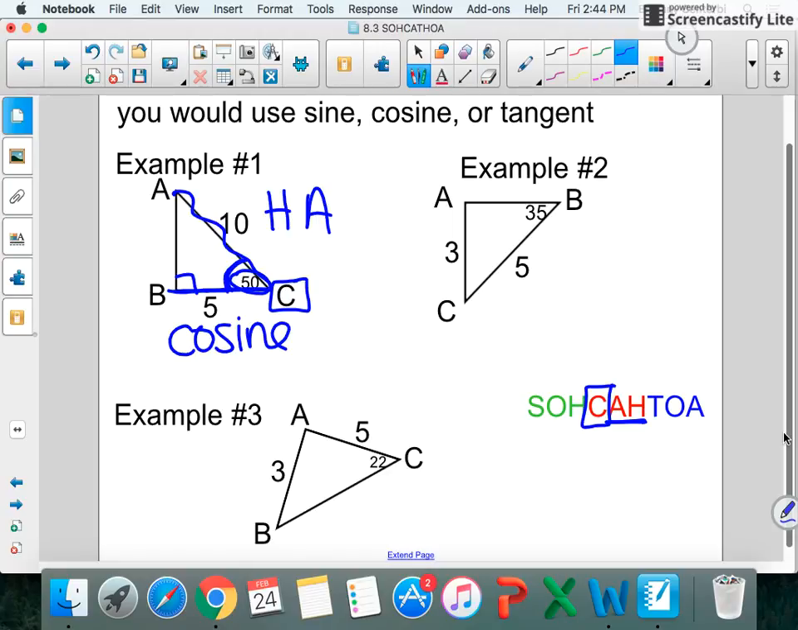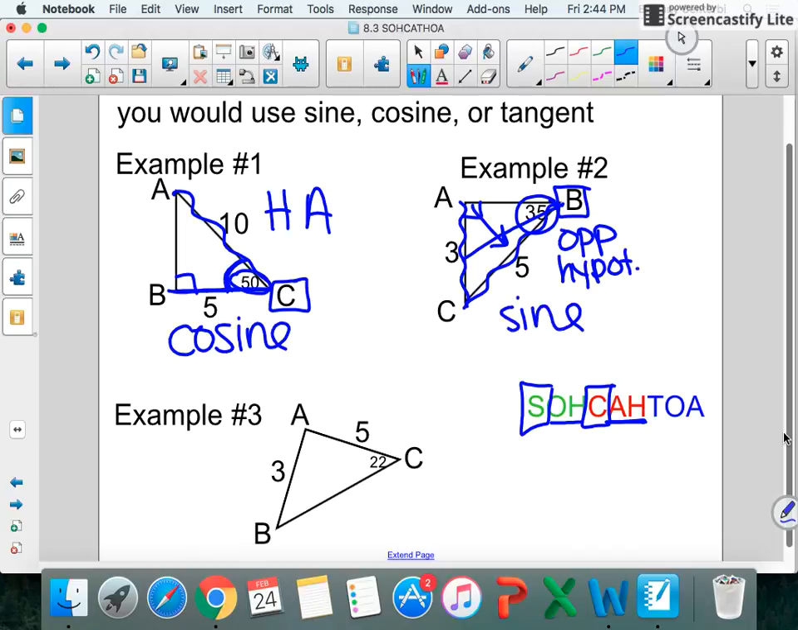Now example 2, where is the angle the degree is in? It's right here at angle B. So that's going to be my reference angle. If I look at B, I'm given 3. 3 is across from it. Across is the same as opposite. So I'm given the opposite side. And then this BC is across from the right angle, so that is the hypotenuse. Since I have the opposite side and the hypotenuse, I'm going to use sine.